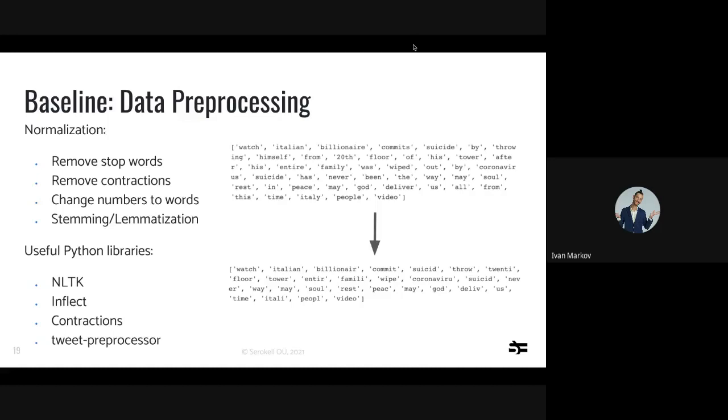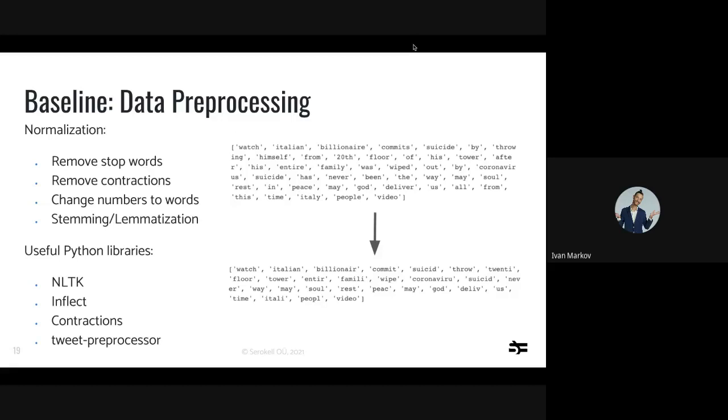So basically what we've achieved by doing all this is we've reduced the size of the vocabulary and made the vocabulary more uniform, by getting rid of useless information. I listed some Python libraries that you may find very useful for this task. Basically, NLTK, inflect, and contractions are very popular ones, and you probably want to check out the tweet preprocessor library, which is also a great public library, which helps you work with data such as Facebook and Twitter posts.